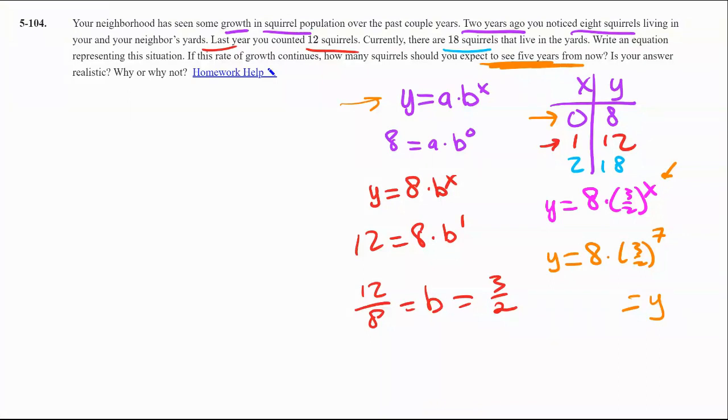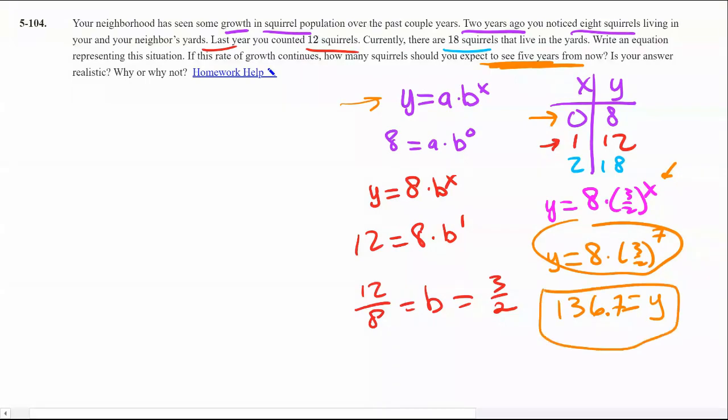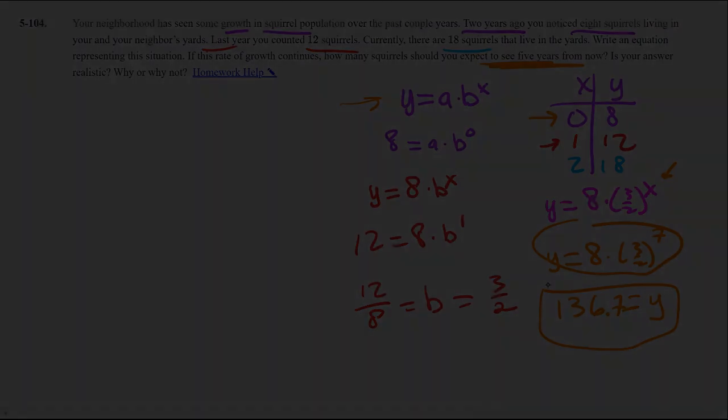So once I plug this into a calculator, I get about 136.7. First of all, that's a wild amount of squirrels. And second of all, you can't have a decimal of a squirrel. So it just is unrealistic in this situation.